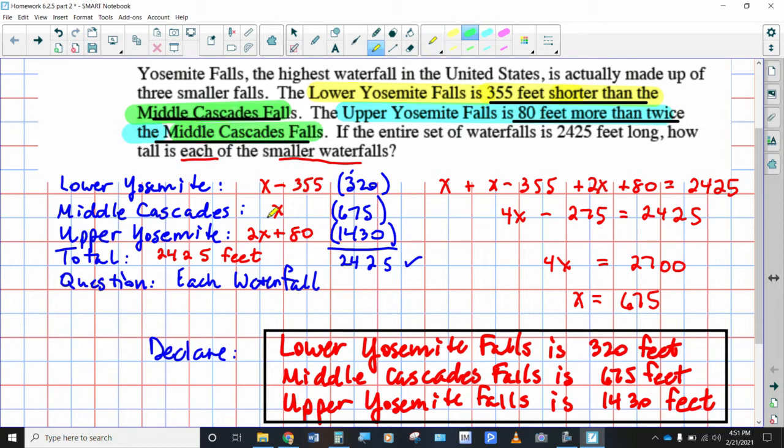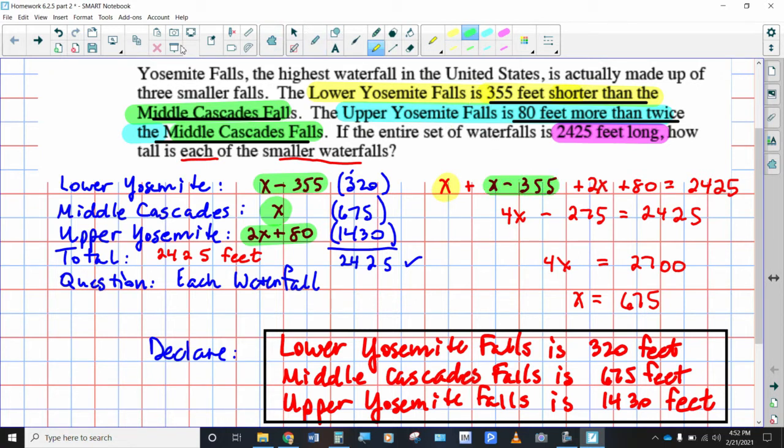So it seems like we should make the Middle Cascades our x. That makes the lower Yosemite 355 feet smaller than that. And the upper Yosemite Falls would be 80 more than twice the length. Is that what we're calling this? The length? I don't know what we're calling it, whatever. Then it says that the total, when you combine all of them from top to bottom, is 2,425 feet.